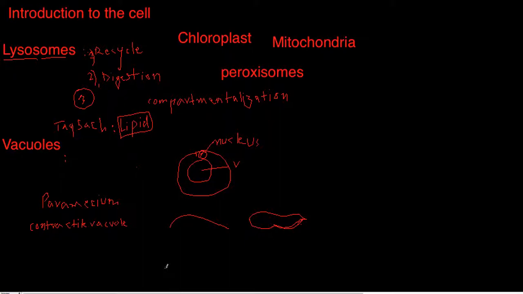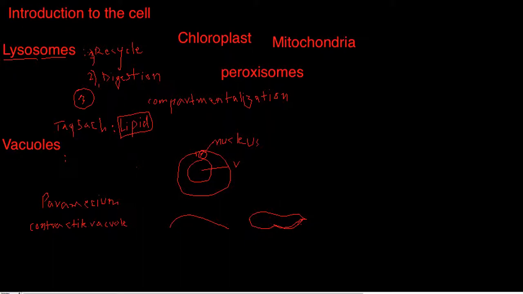The main function of the contractile vacuole in paramecium is that it regulates the water inside the paramecium. It lives in water, so it constantly takes in water, and the water leaves the body through the contractile vacuole. If the contractile vacuole was not present in paramecium, the solution inside the cytoplasm would become thin, and the cell would eventually burst. So vacuoles are another important organelle in the cell.